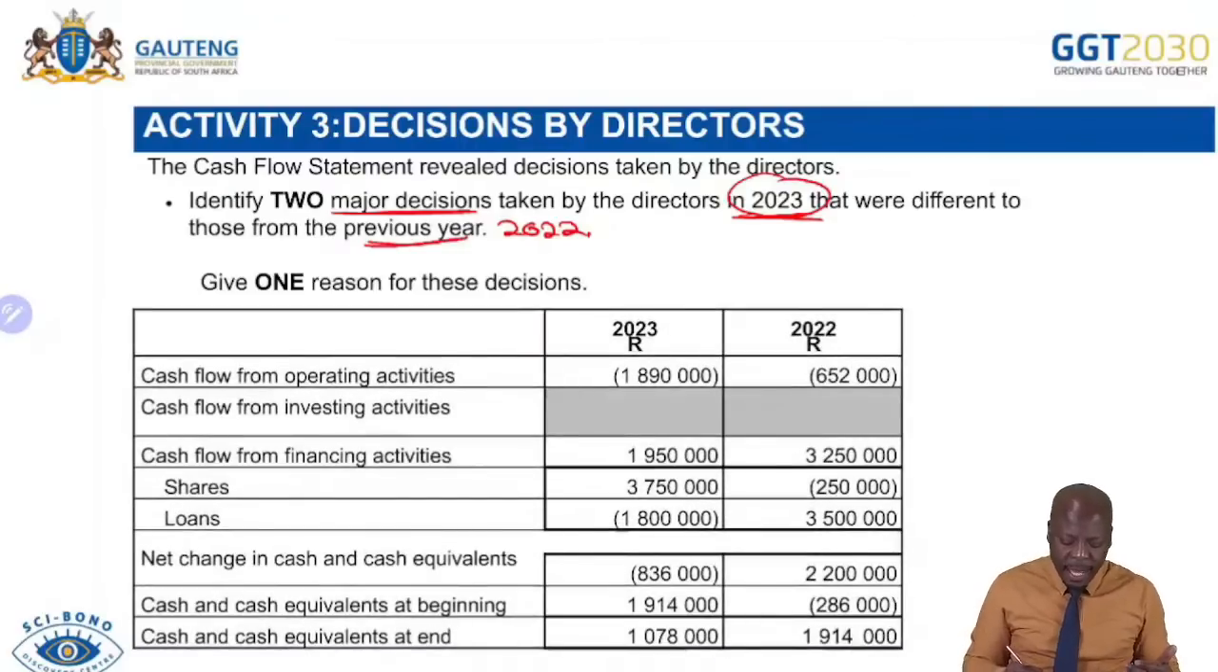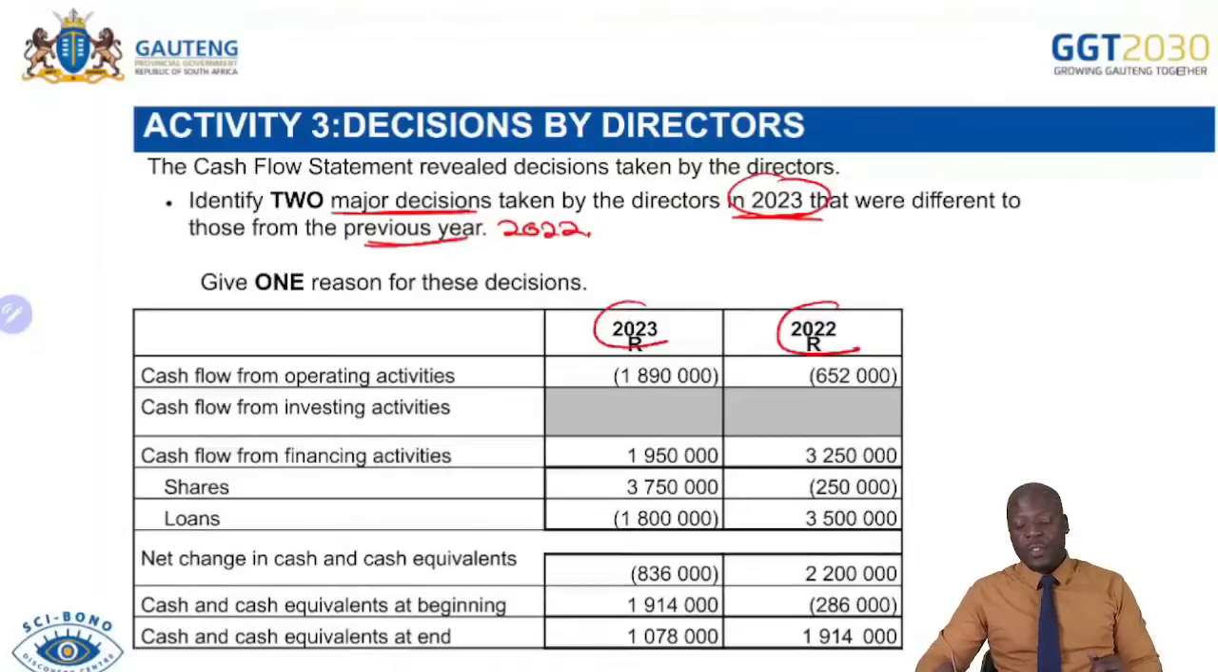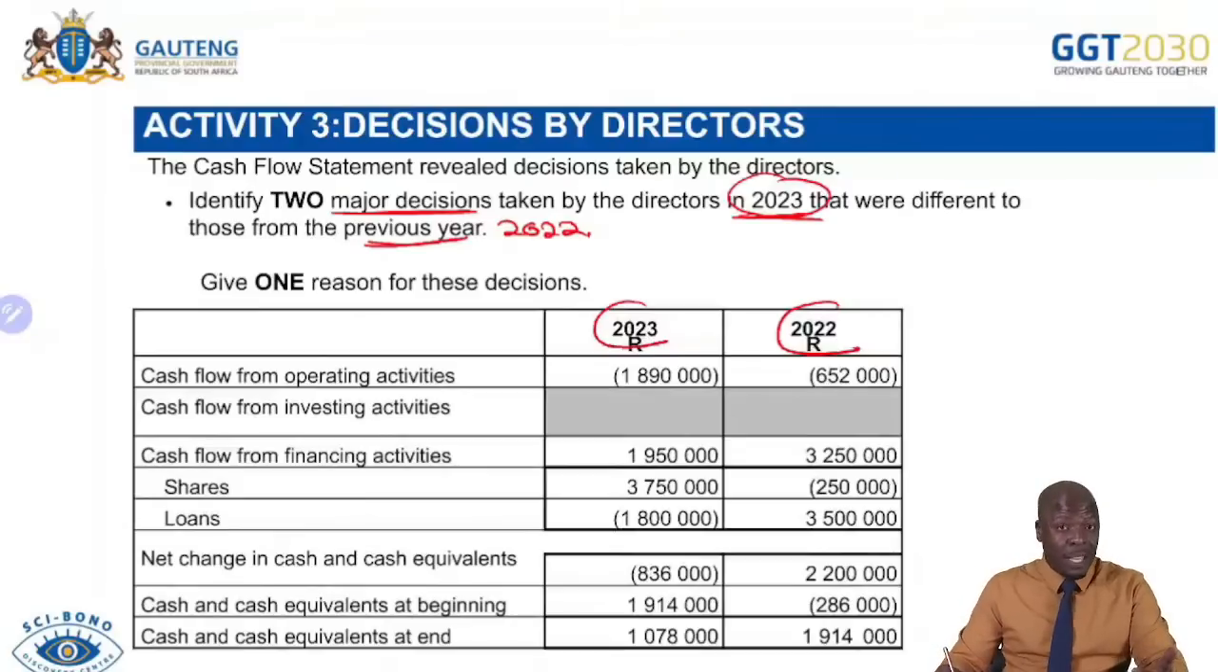So here is the cash flow statement for the year 2022 and the year 2023. And we want to look at major decisions. When we look at major decisions, we have to consider a number of things. We have to consider the size of the amount. It is of great importance that when we look at major decisions, we look at the amounts that were involved in particular decisions. All right.